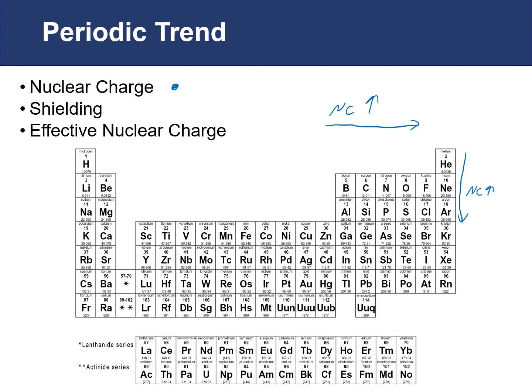For shielding, we'll use red to indicate. For shielding, as you go across the periodic table, there is no real large change. So for shielding, this is not really applicable in terms of the change. There will be a slight increase as you go to the right, but it's not big enough that it factors into our calculation. However, as you go down the periodic table, the shielding goes up.